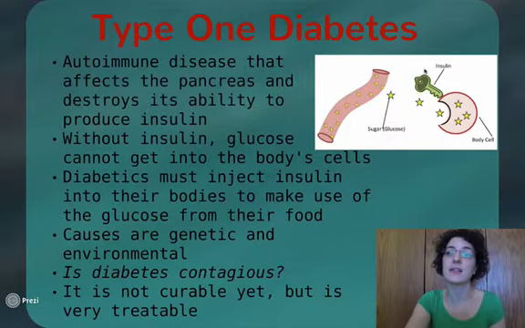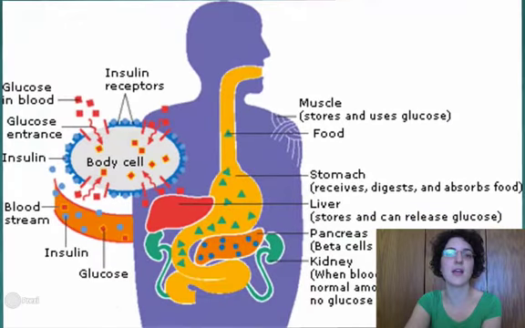For diabetics, since they don't have natural insulin available, they have to inject themselves with insulin every time they eat so that their body can use the energy from the food that they eat. We're going to go to a separate diagram just to give another explanation of how this works.